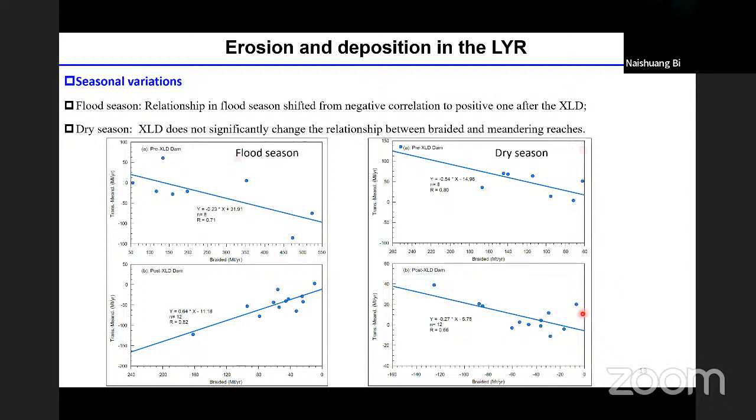We also established the correlation between the two river segments. In the flood season, before the construction of the Xiaolangdi, the relationship is a negative correlation. However, it changed to a positive correlation after the construction of the Xiaolangdi. But in the dry season, the relationship between the braided and meandering reaches doesn't change significantly. They are all negative correlations.